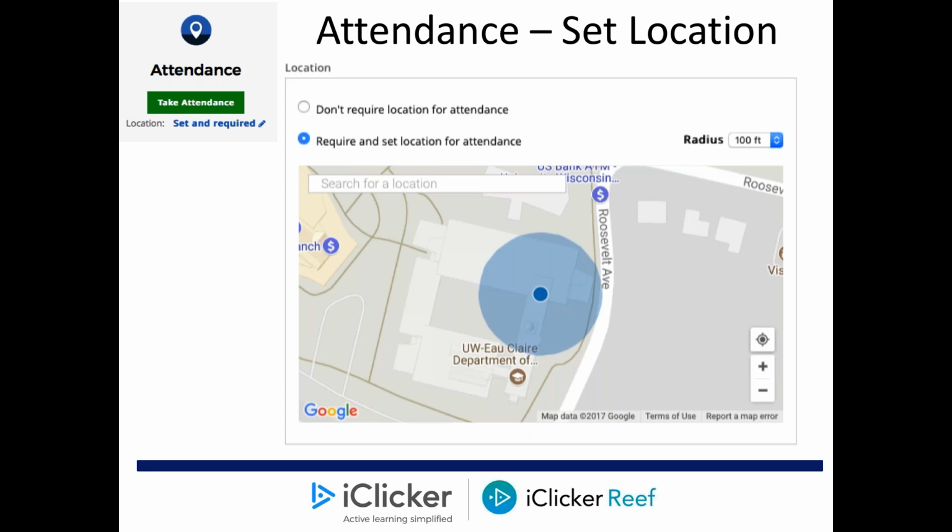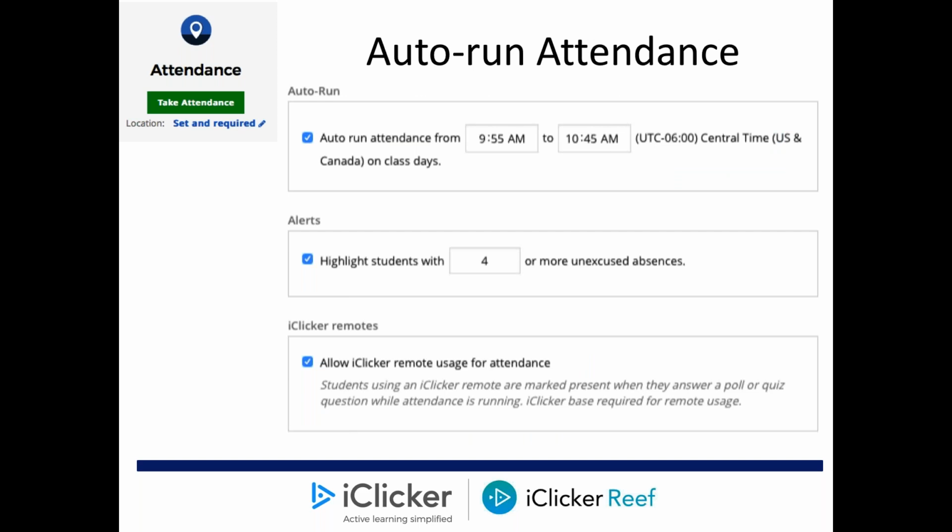The other things that I have found very useful when using this attendance feature is auto-running my attendance. This is one thing where I set this at the beginning of my semester, and I never think about running an attendance session. It just runs automatically on my class days. If you look at that auto-run, the very top part of this says auto run attendance from, and then it gives me a central time zone because that's where I'm located, and then I can actually put in the time where I want that attendance to run.